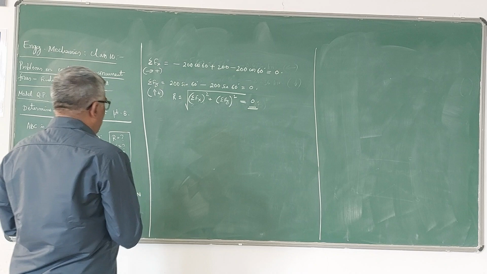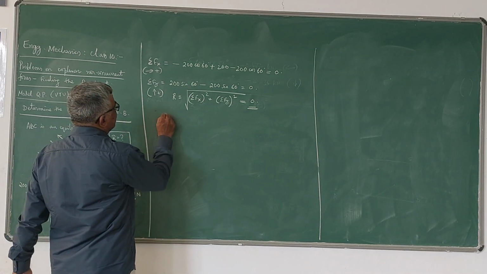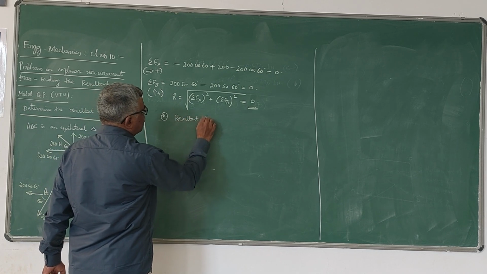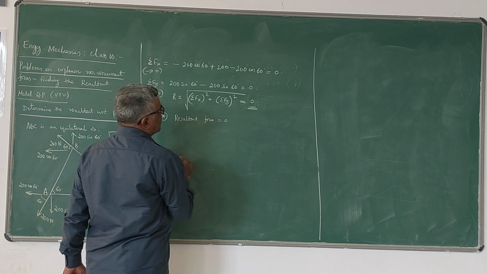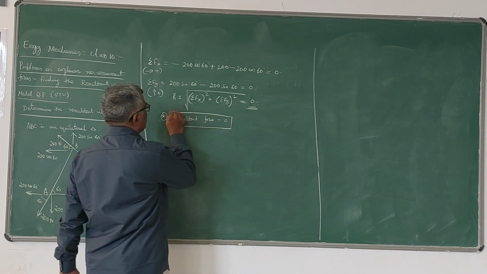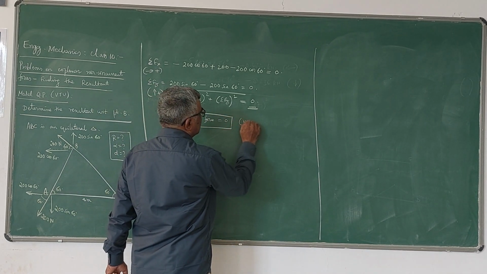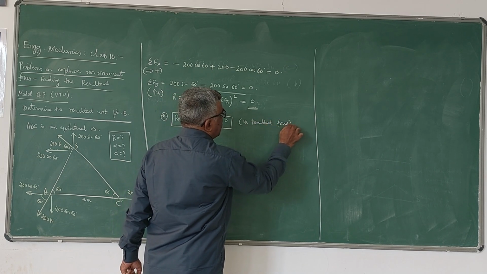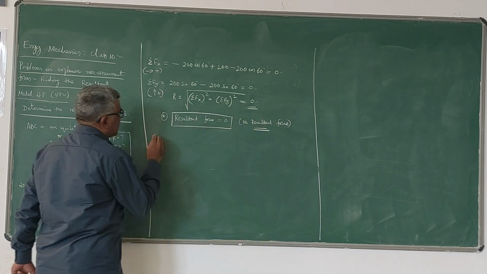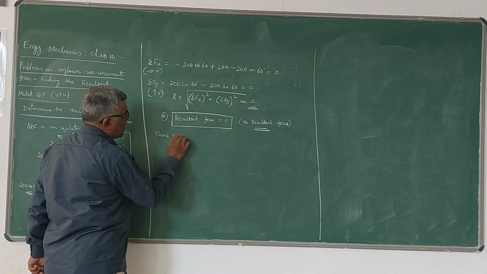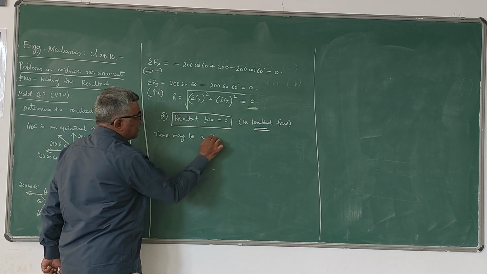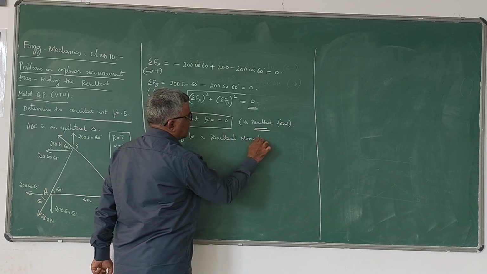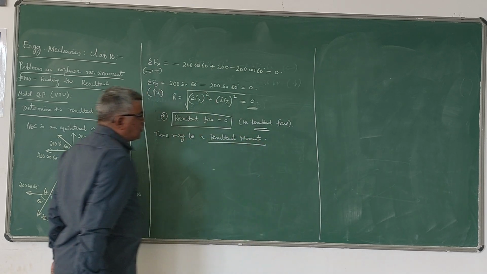Resultant can be a moment. So I will write here the meaning of this: the resultant force is 0. There is no resultant force. But in such a case, it may be subjected to a resultant moment. So please note that there may be a resultant moment possible. How to calculate that?